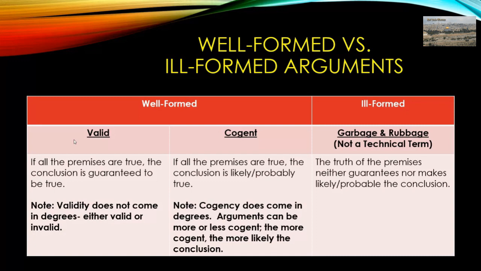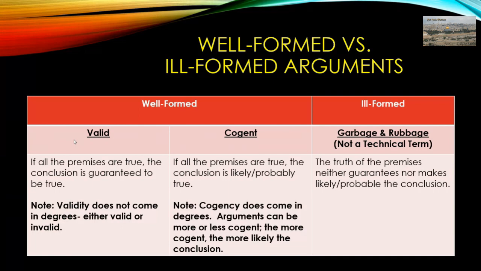Another type of well-formed argument is the well-formed inductive argument that is cogent. Cogent inductive arguments are well-formed, where if all the premises are true, the conclusion is likely or probably true. Now note, cogency is different. Cogency does come in degrees. One inductive argument can be more cogent than another, depending on the strength of the premises.